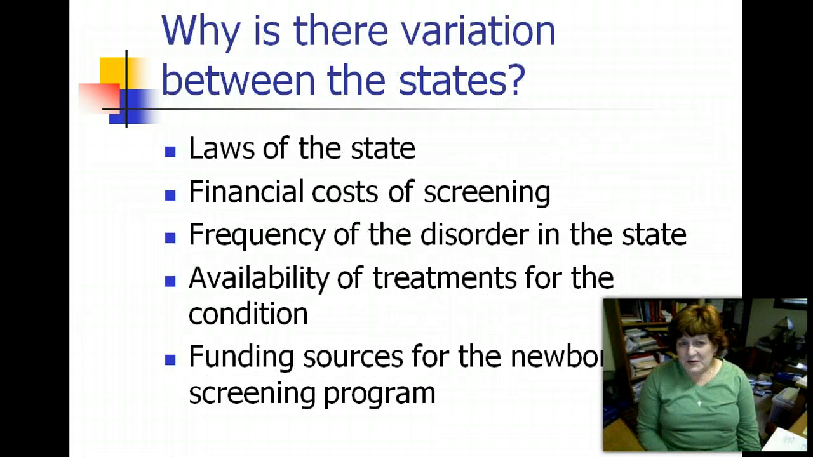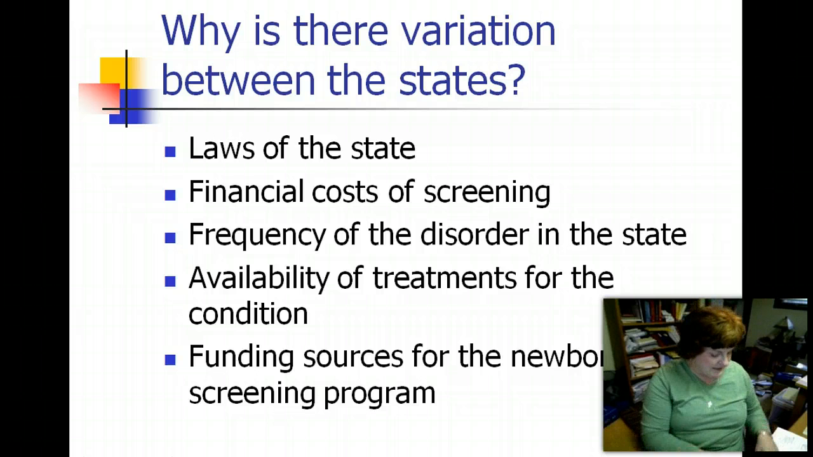Why are there variations between the tests, between the states on what they offer? It's impacted by the laws of the state, the financial costs of the screening. So unfortunately, yes, this is a standard of care that is impacted by the state budgets. The frequency of the disorder in the state. There are some states that have higher rates of disorders than others. So that's important to consider also. The availability of the treatments for the condition. There are some conditions that we have no treatment for. So some states will choose not to screen for them. And also the funding sources for the newborn screening program. So they can certainly be impacted on that.